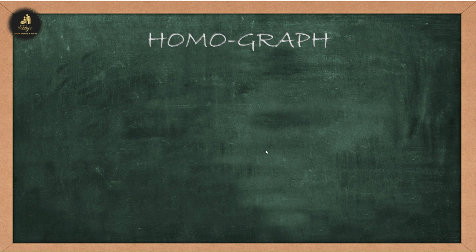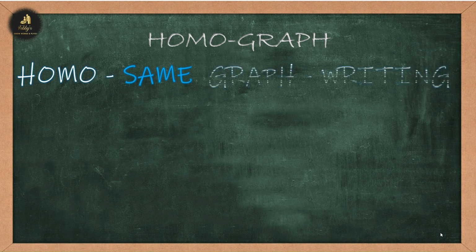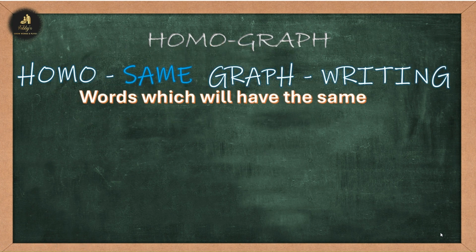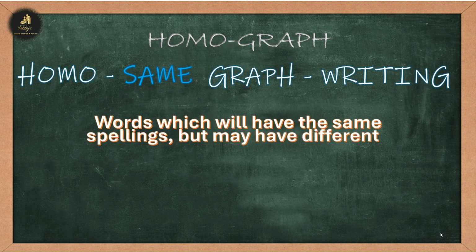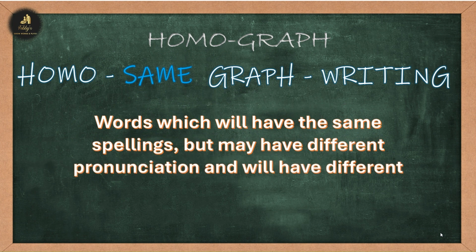Let's now have a look at what homographs are. Homo means same and graph means writing. Therefore, homographs are words which will have the same spellings, but may have different pronunciation and will have different meanings for sure. Let's have a look at some examples.